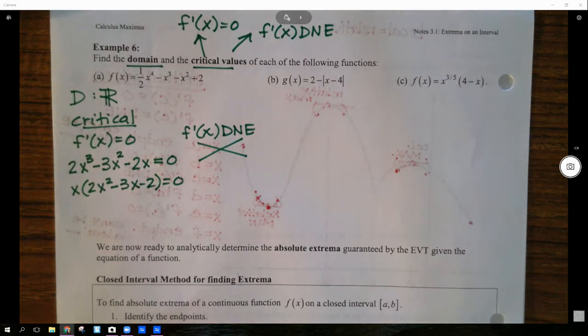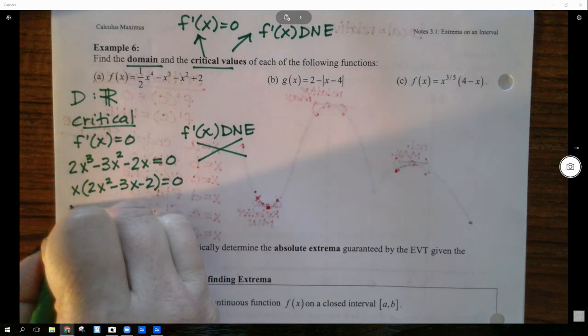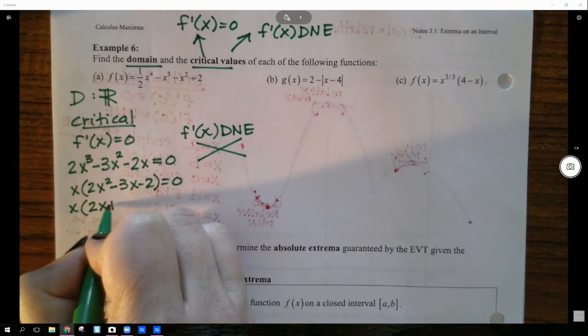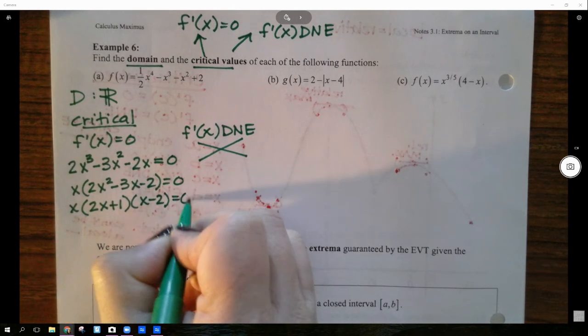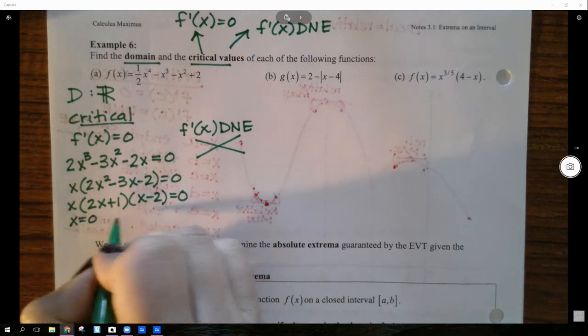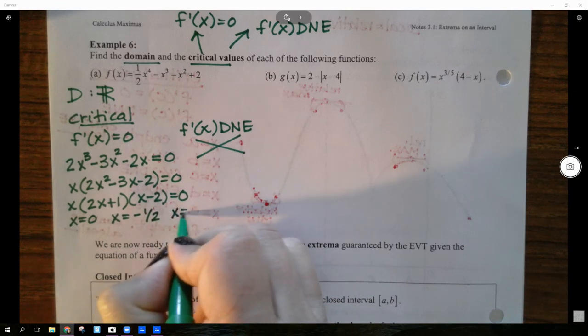And then we are going to factor that. I have done the factoring in the trinomial method for us already. So the factors are going to become x times 2x plus 1 times x minus 2 equals 0. So your critical values are x equals 0, x equals negative 1/2, and x equals 2.